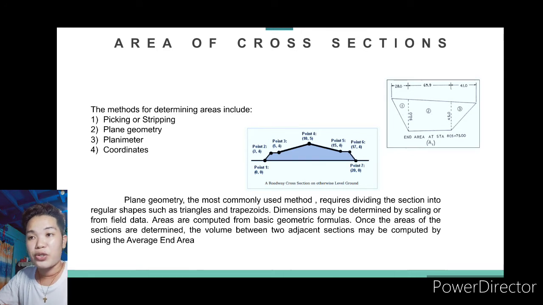Area of cross-sections. The methods of determining areas include picking or stripping, plane geometry, planimeter, and using coordinates. Plane geometry is the most commonly used method, requires dividing the section into regular shapes such as triangles and trapezoids. Dimensions may be determined by scaling or from field data. Areas are computed from basic geometric formulas. Once the areas of the sections are determined, the volume between two adjacent sections may be computed by using the average end area.